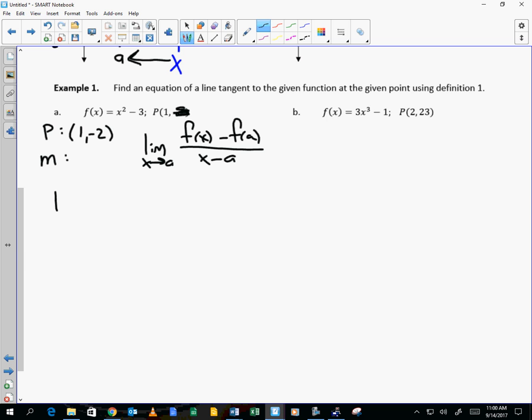I have the limit as x is approaching, what's a? What is the x value that we want to approach? 1. What is f of x? X squared minus 3 minus f of a. That's what you get if you plug a back into the function. If you plug a in, you get negative 2. So it'll be a plus 2 divided by x minus 1.